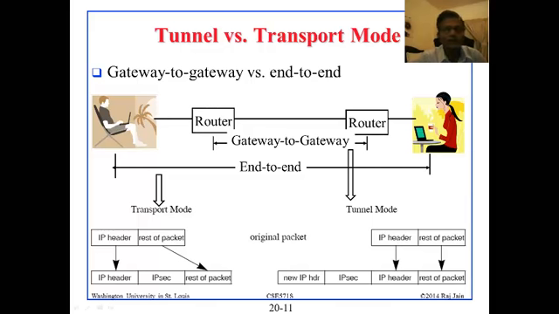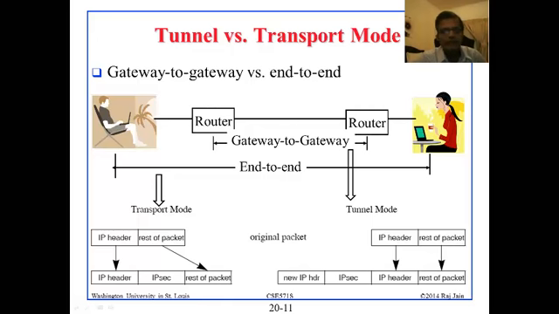So before the packet goes out in the outer world, the packet is encrypted or AH, whatever, and then at this end it is de-encapsulated, right? So this is called gateway to gateway, and this is called end to end. Gateway to gateway is called tunnel mode, and the end to end is called transport mode.